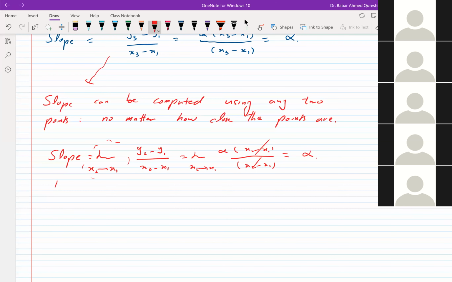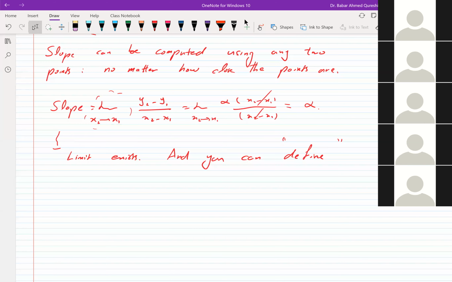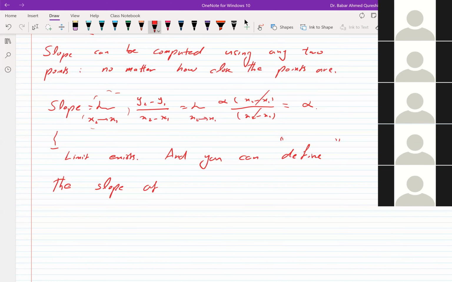So in this kind of situation, you're going to say that the limit exists, and you can define, let me put define in inverted commas, the slope at one point. Because you're doing the operations in very, very nearby regions. So we can just call it the slope at point x1.